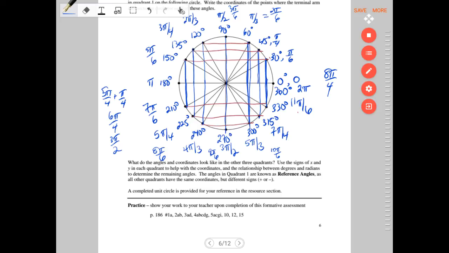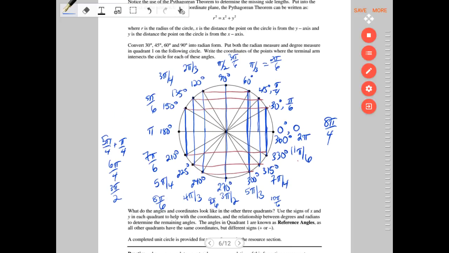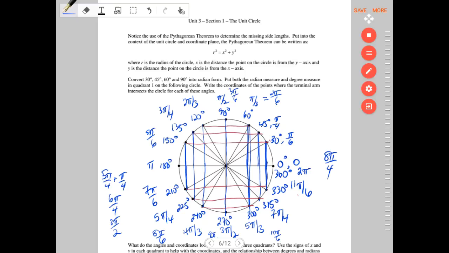Now, please remember that when you're done, there is a completed unit circle provided in the reference section on the website. So when you're done this, I want you to go take that one out and you can print it off and hang on to it because you're going to need it a whole lot while you're doing this whole entire trig unit. Okay, so I'll get rid of all of the angles and we'll start putting coordinates on.